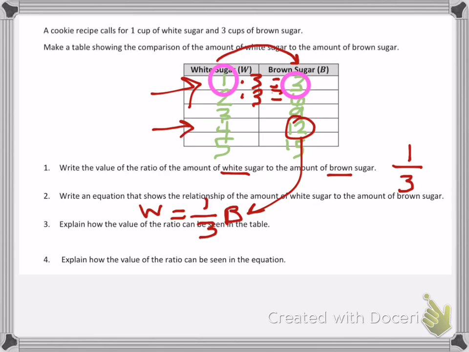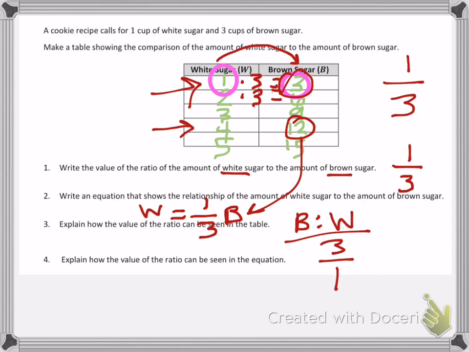All right? How can the value be seen in the table? Well, it's right there. We compare white to brown. It's 1/3. If we were comparing brown to white, then the value would be 3 over 1. Because brown is 3, white is 1. We got to stay in that order, 3 over 1. So the value would be 3 when we're comparing brown to white. And then we could write an equation, brown is equal to 3 times white.